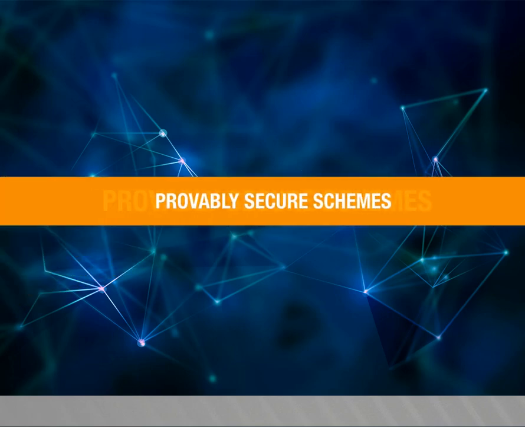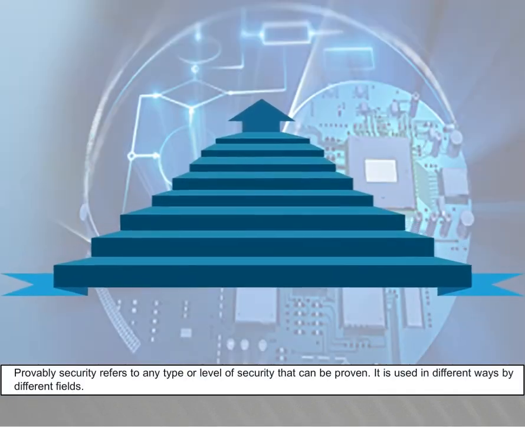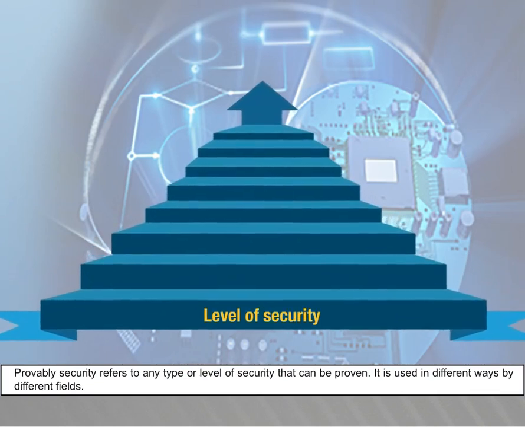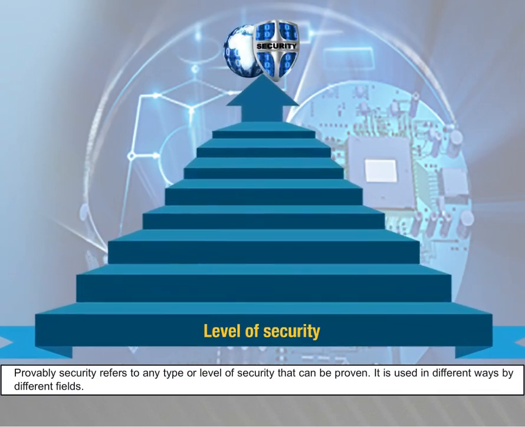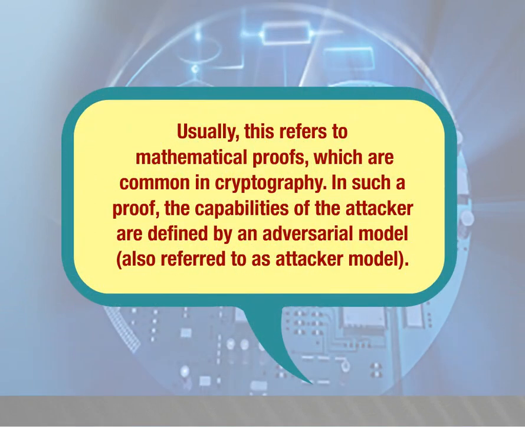Provably secure schemes. In this video, we are going to see about provably secure schemes. Provable security refers to any type or level of security that can be proven. It is used in different ways by different fields. Usually, this refers to mathematical proofs which are common in cryptography. In such a proof, the capabilities of the attacker are defined by an adversarial model, also referred to as attacker model.